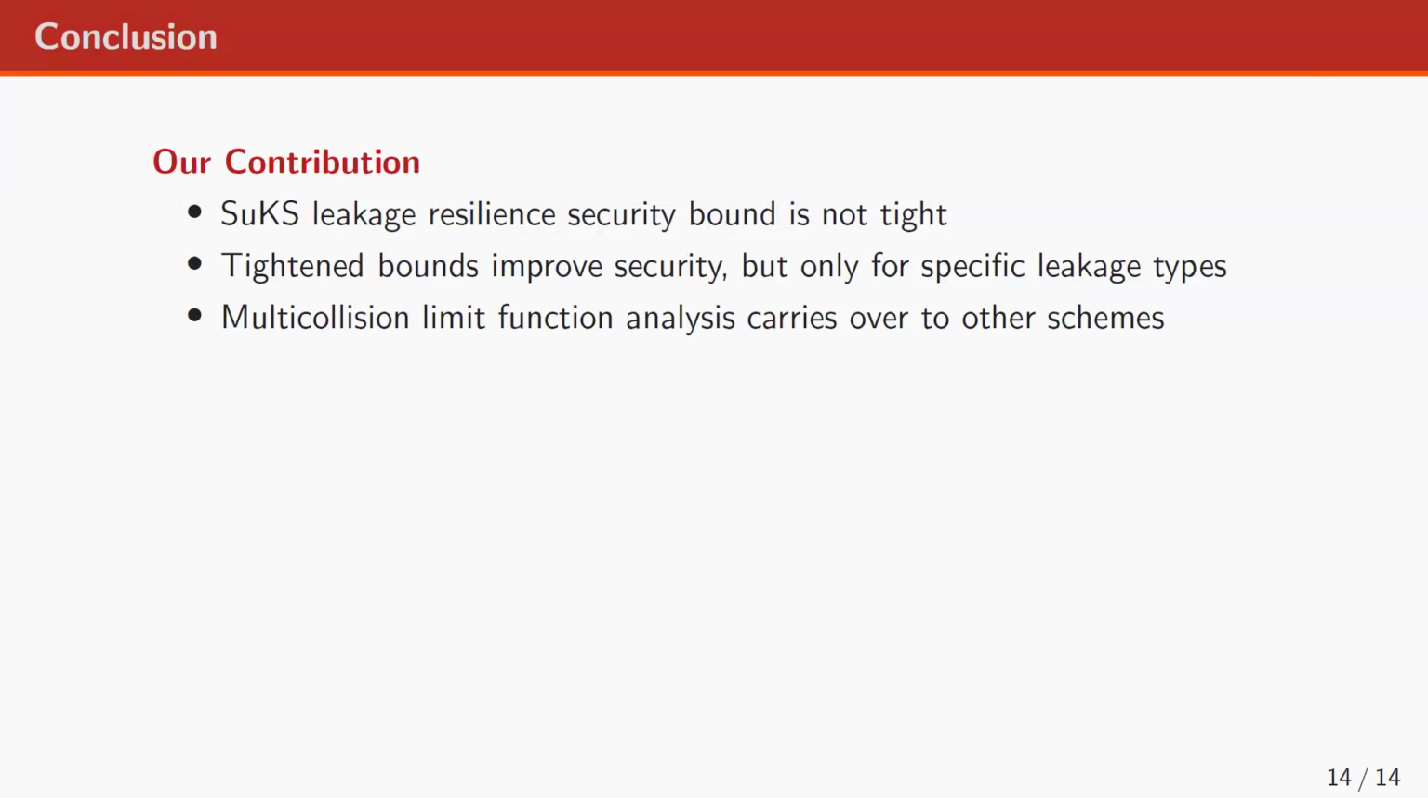Now to conclude, we have investigated the tightness of the SUX leakage resilience security bound and shown that it's not tight. Then for two types of leakage, namely fixed position leakage and Hamming weight leakage, we have given a tightened bound, which can improve the security. And finally, although we focused on the SUX in the paper, the multi-collision limit function is also used in other schemes. So our analysis of this function incorporating Hamming weight leakage can also carry over to these other schemes.